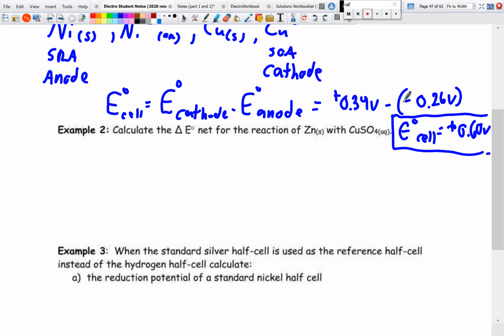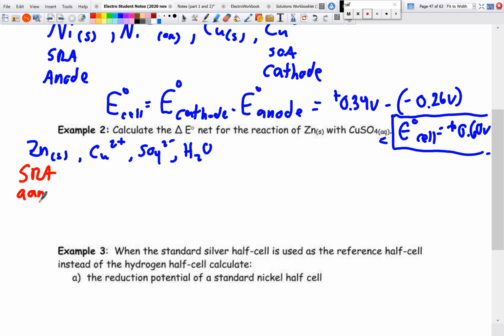You're still going to write out all the entities in solution, right? So we got zinc solid, we got copper 2, we got sulfate, and we got water present because of the aqueous. Now of course when we go through here, you're going to use your data booklet and find out that zinc solid is our strongest reducing agent, so that's going to put this at the anode. Because strongest reducing agent is oxidized, oxidation happens at our anode.